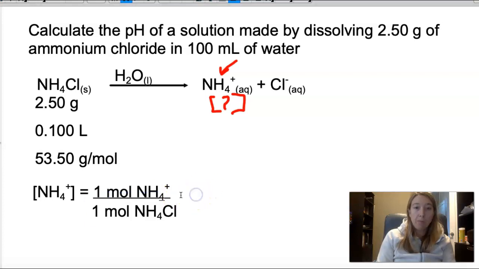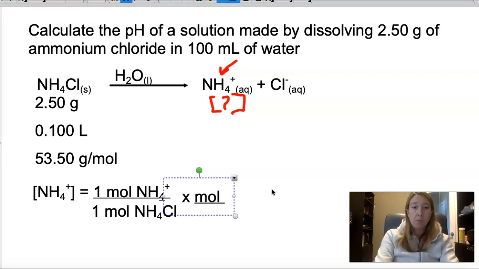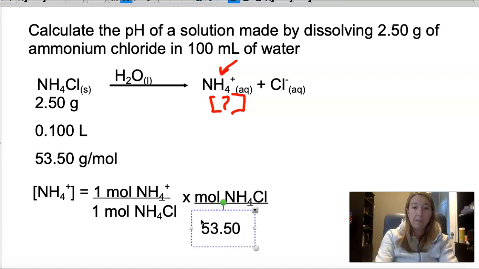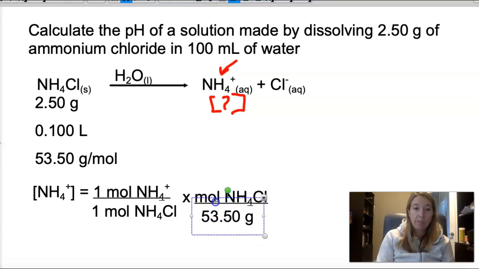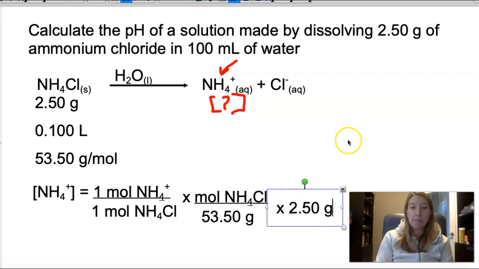Okay, to get rid of moles of ammonium chloride, we are going to times by the molar mass, so moles of NH4Cl divided by 53.50 grams. Right, so we had to flip that so that we could cancel out moles of ammonium chloride. Okay, now to get rid of the grams, we're going to times by the 2.50 grams.